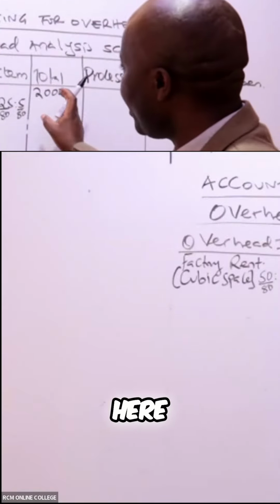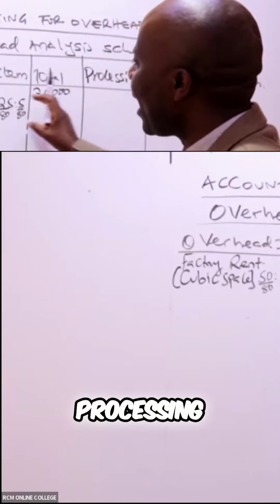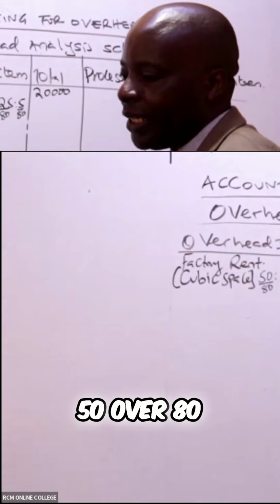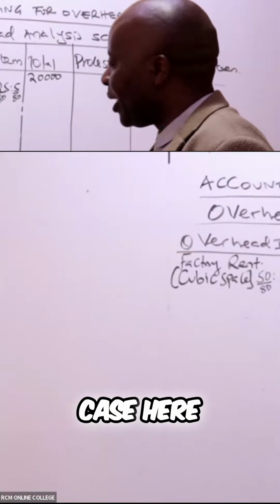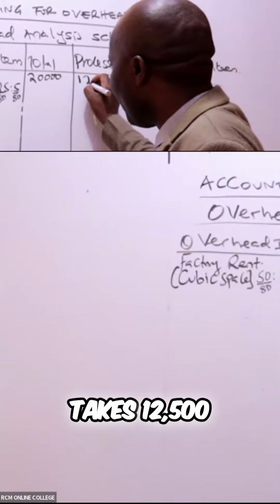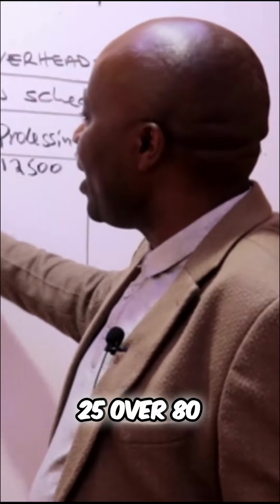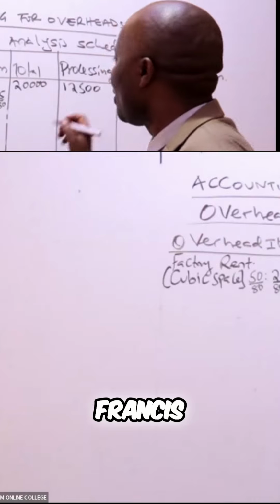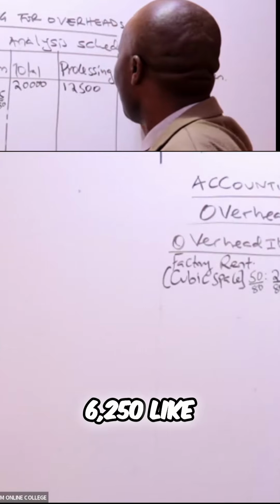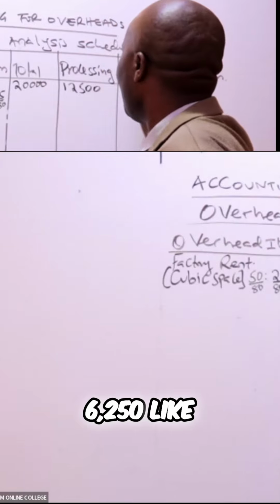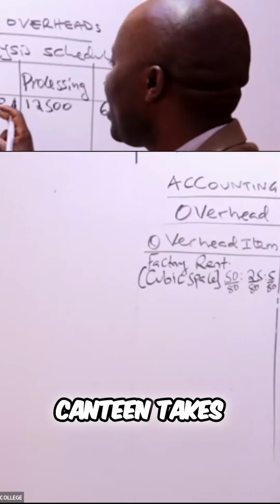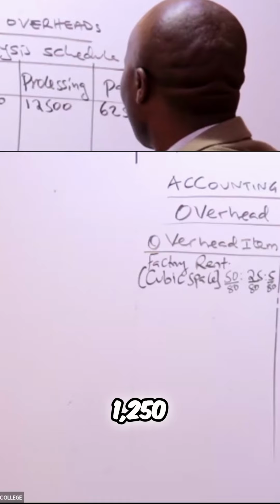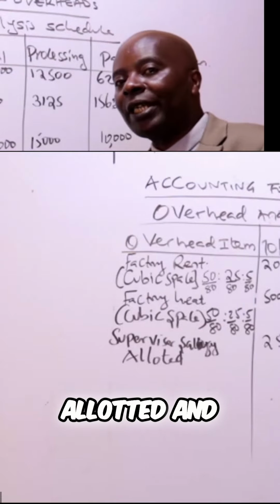Proportionately, processing has the bigger part of it. So it will be 20,000 times 50 over 80. Processing takes 12,500. The next department will be 25 over 80 times the total figure, 20,000, which gives 6,250. And the last one, the canteen, takes 5 over 80 times 20,000, so this takes 1,250.